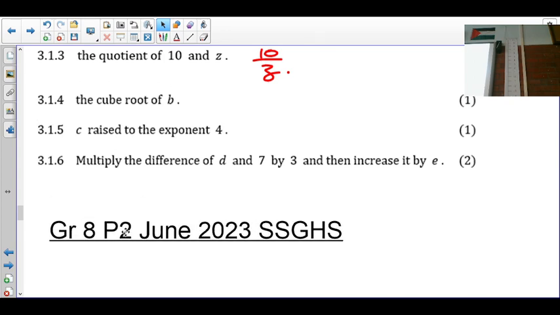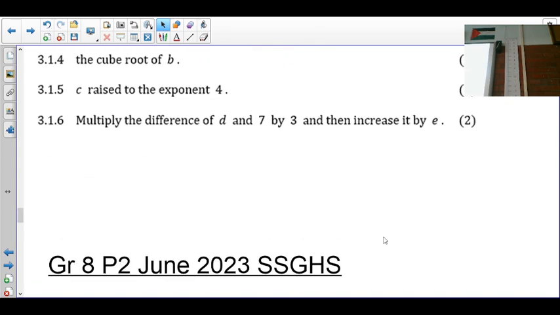3.4. The cube root of b. The cube root of b. C raised to the exponent 4.